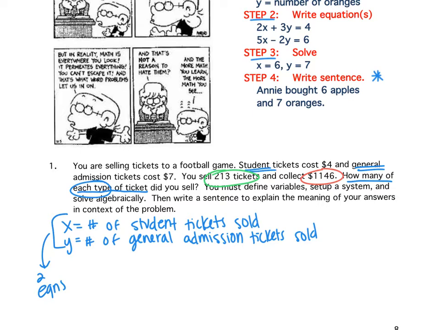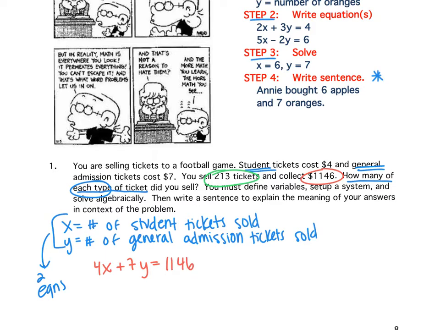We're going to start with the amount of money. Each student ticket, which is x, got us $4. So if we do 4 times x, that's all the money the student tickets brought in. Each admissions ticket, general admission ticket, got us $7. So 7y will tell us all the money that the general admission tickets brought in. When we add those together, we should get 1,146.